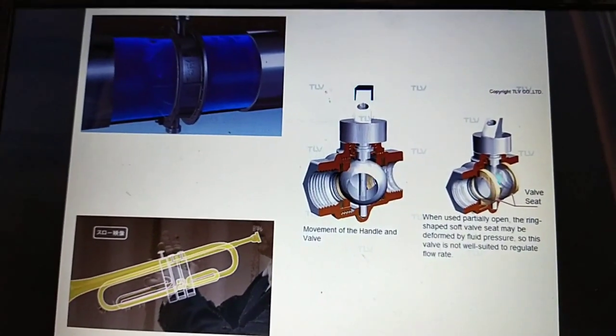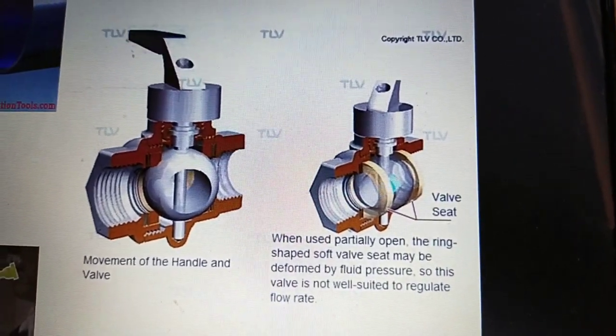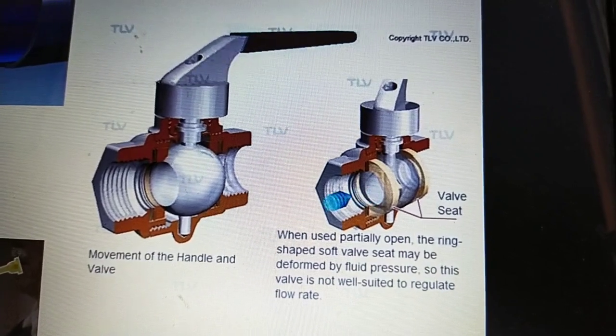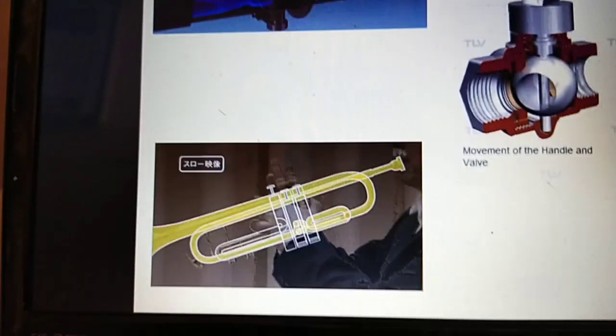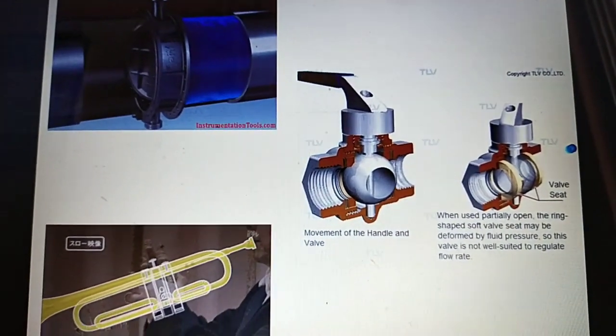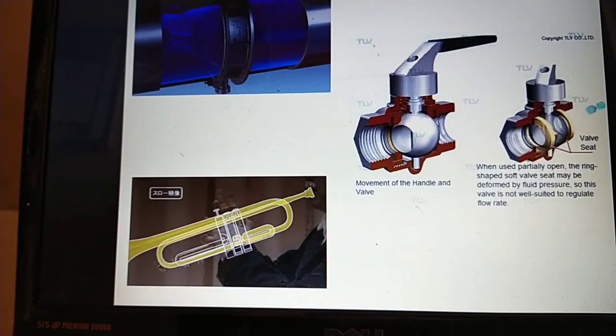Here also you can see one picture. It has a handle and a valve, and there is a floor. You see here another picture. Now we know what is meant by the valve.